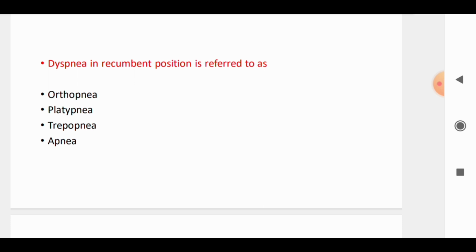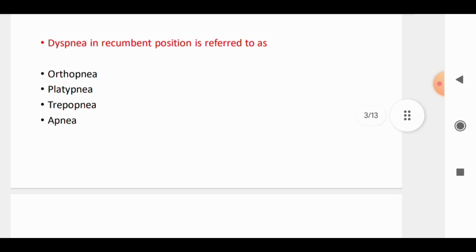Next question. Dyspnea in recumbent position is referred to as, that everybody knows, it is called orthopnea. Orthopnea is discomfort when breathing when lying down or flat. It is seen in cardiac or lung conditions.